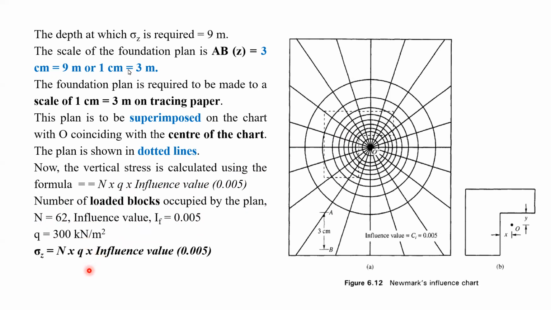So what we shall do? We shall calculate the value of sigma z, that is equal to n into q into influence value. So this will be how much? Like that we shall calculate, which will give sigma z equal to 93 kilonewton per meter square. So this is the vertical stress which we can find out at 9 meter depth for this plan at the point O. So we can calculate the vertical stress at 9 meter depth using the Newmark's influence chart.